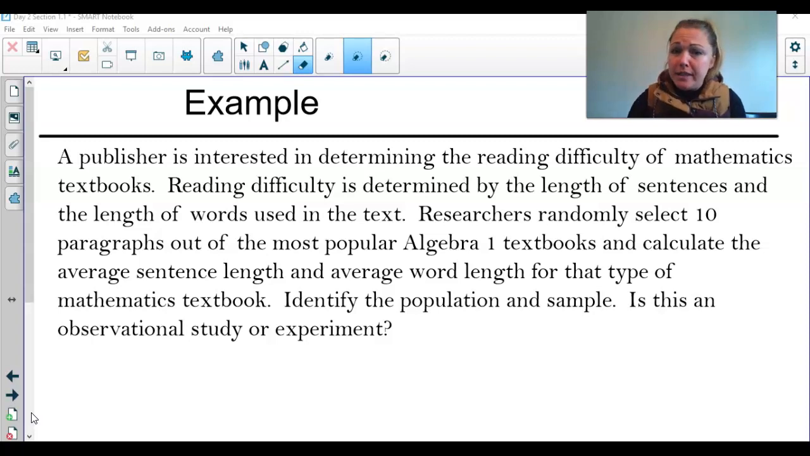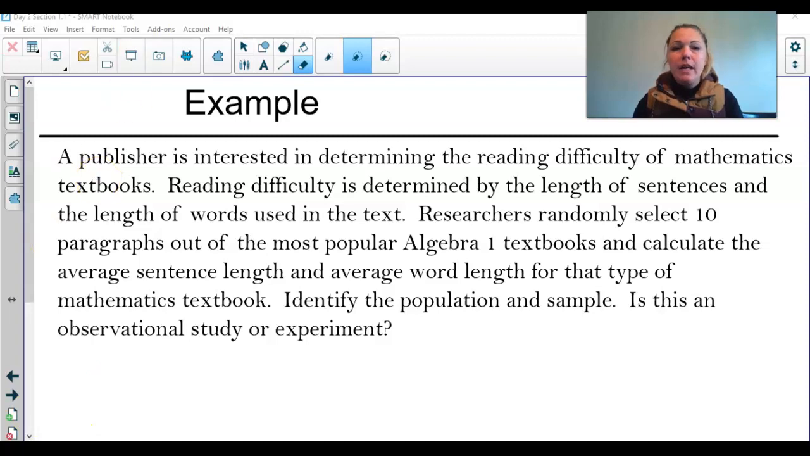Reading difficulty is determined by the length of sentences and the length of words used in the text. Researchers randomly select 10 paragraphs out of the most popular Algebra 1 textbooks and calculate the average sentence length and the average word length for that type of mathematics textbook. Identify the population and sample. Is this an observational study or an experiment?